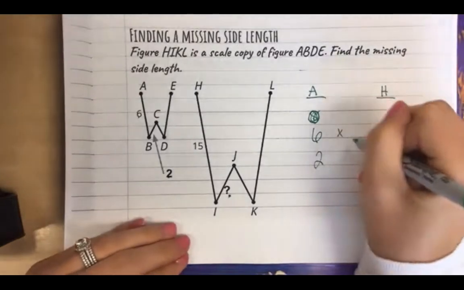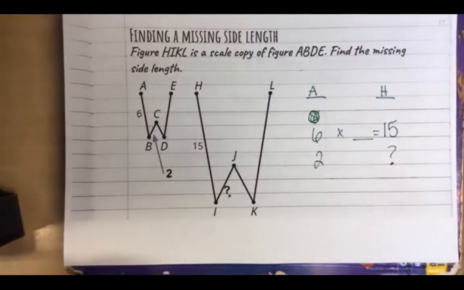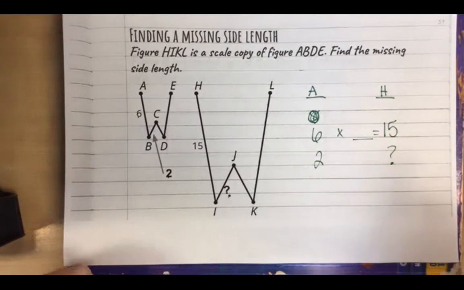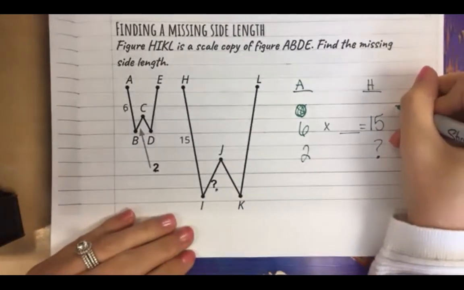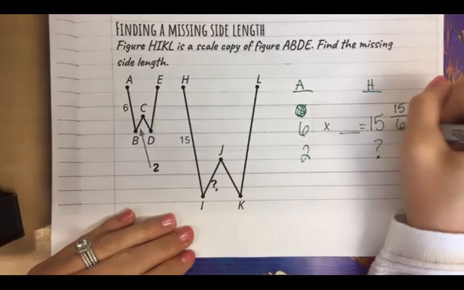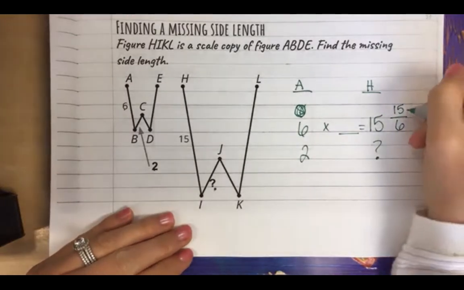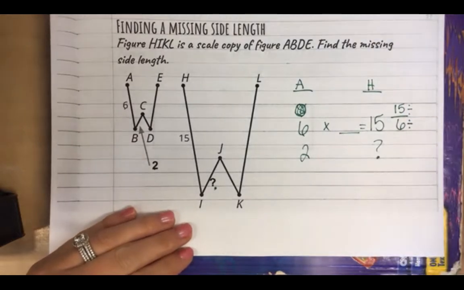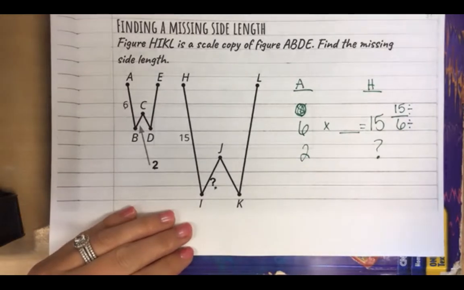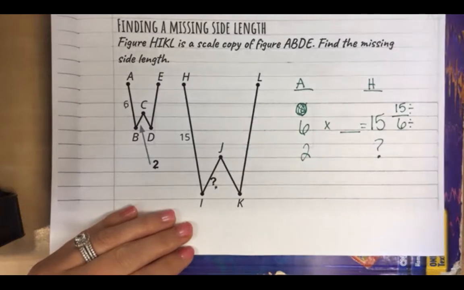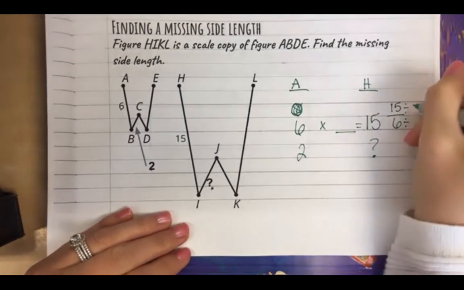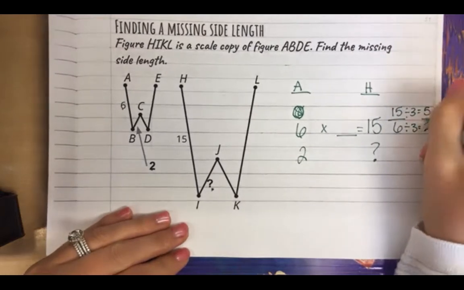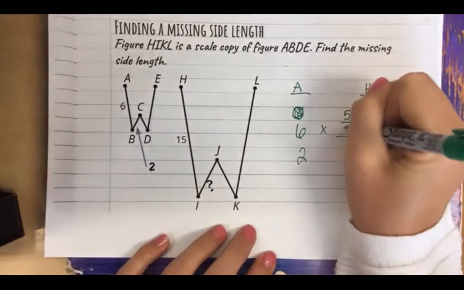Again, first thing we're going to do is find the scale factor from 6 to 15. Now, for this one, I cannot multiply 6 by any whole number. I have to use a fraction of some sort. So let's do the inverse operation, or divide 15 by 6. And then I'm going to simplify. I know that 15 divides by 3. And I know that 6 divides by 3. So 15 divided by 3 is 5. 6 divided by 3 is 2. So 5 halves, 5 over 2.